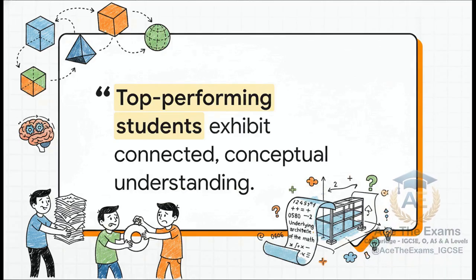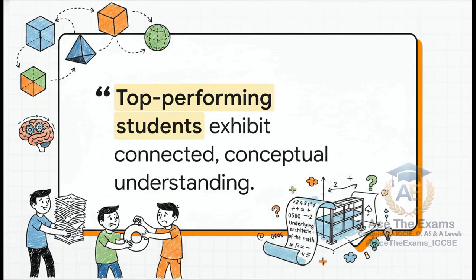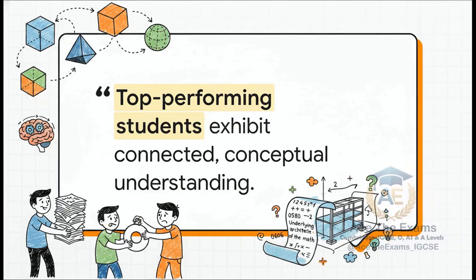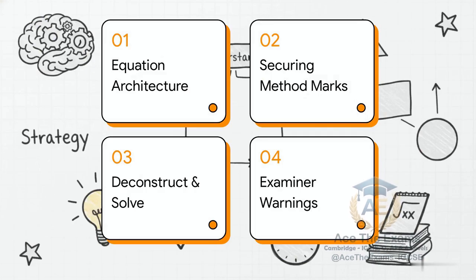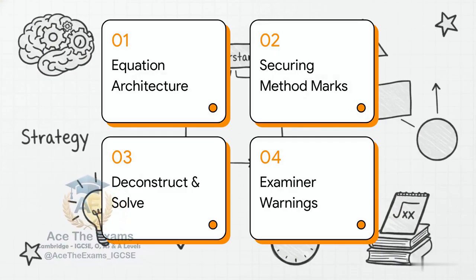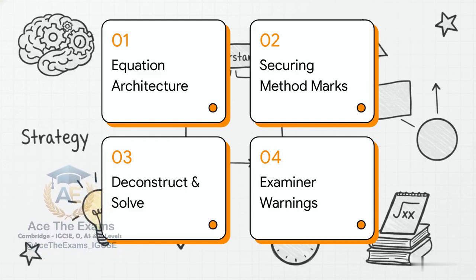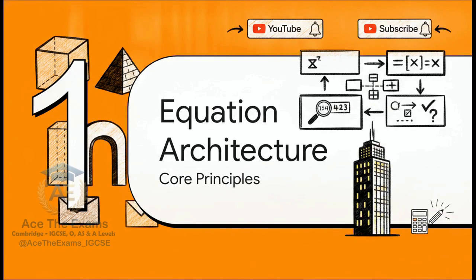To absolutely ace the rigorous 9709 syllabus, you cannot just rely on rote memorization. It simply won't work. You must understand the underlying fundamental architecture of the mathematics so you can apply it when the examiners throw a curveball at you. To get you there, we're going to break down this explainer into 4 systematic sections. First, the equation architecture. Second, securing method marks. Third, a deconstruct, solve, and evaluate framework. And finally, the top 3 examiner warnings. Let's kick things off with Section 1, the equation architecture.